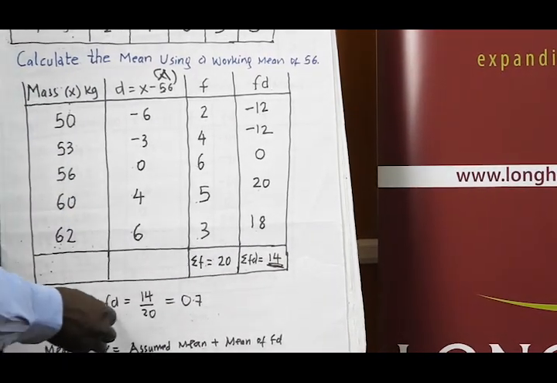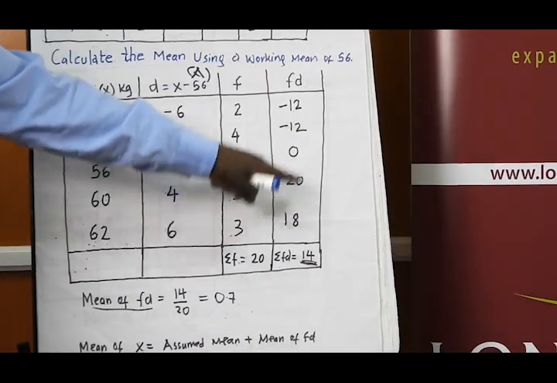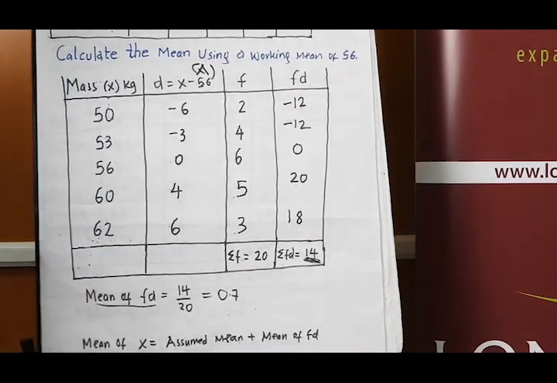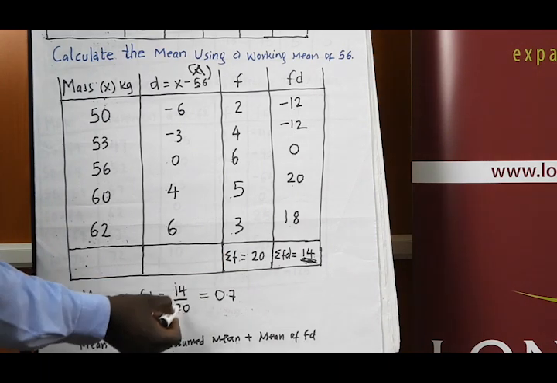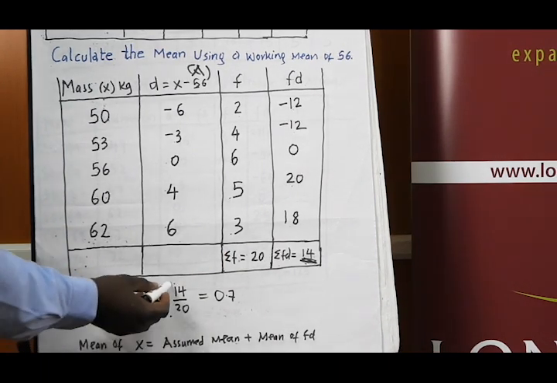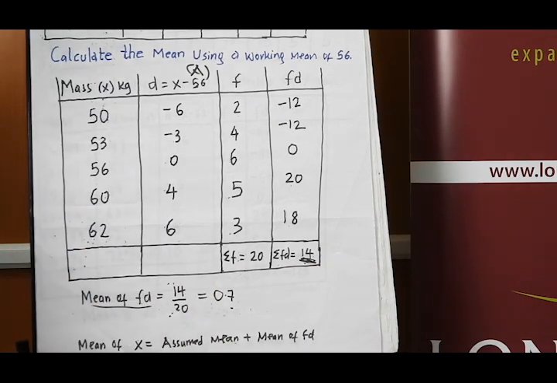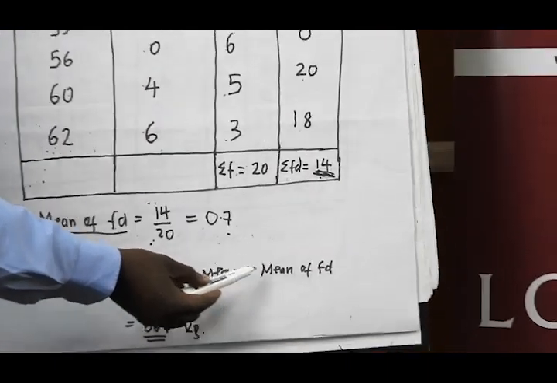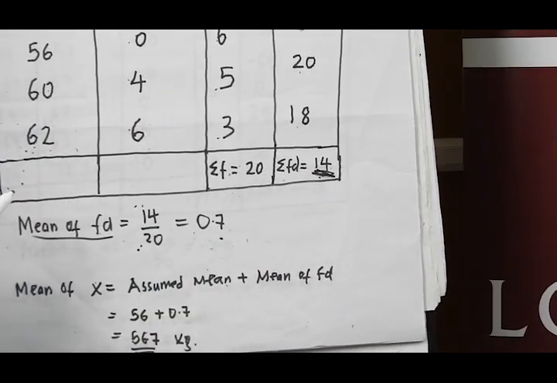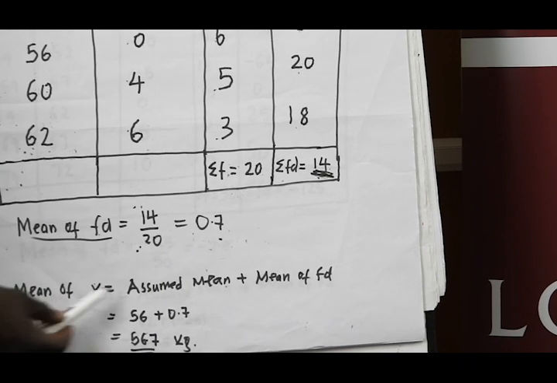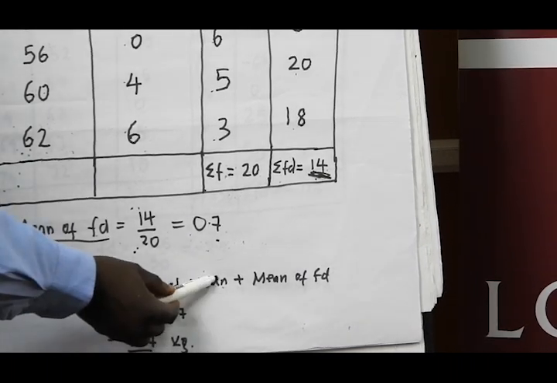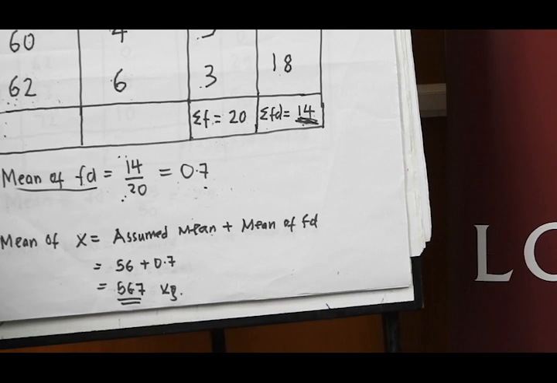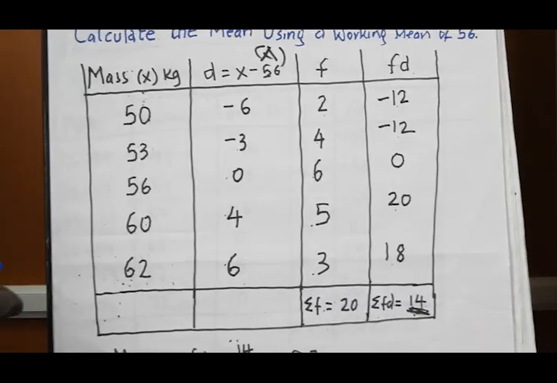After that, we get the mean of those deviations. So the mean of FD, which is summation of FD, 14, divided by the frequency, which is 20. So 14 divided by 20 is 0.7. To get the actual mean, we'll take the assumed mean plus 0.7, the mean of the deviations. So the assumed mean is 56 plus 0.7, which gives us 56.7. Hope it's understood. Thank you.